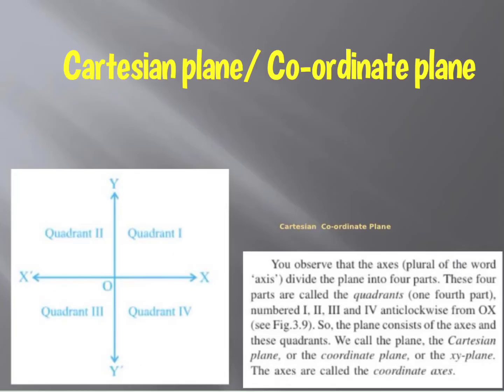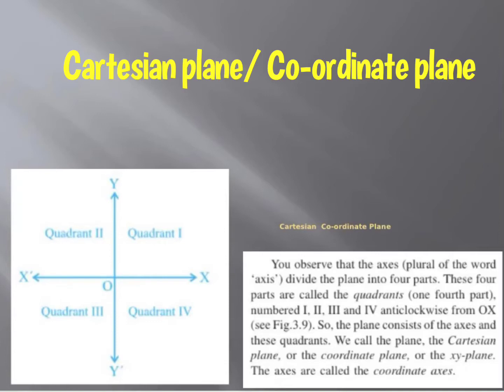Now students, when these two axes, that is x-axis and y-axis, are combined together in such a way that they intersect each other at origin O, the plane in which they are combined gets divided into 4 parts, and each part is called a quadrant. So here you can see that 4 quadrants are formed. Let us see it in detail.